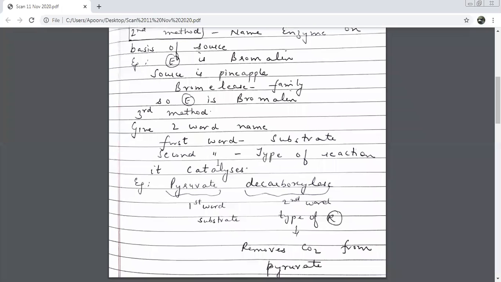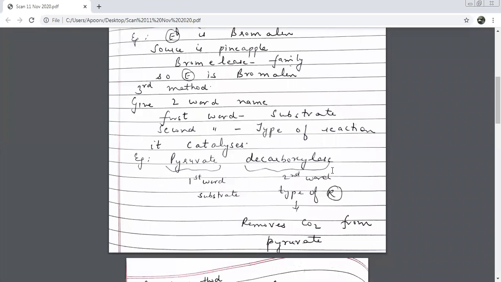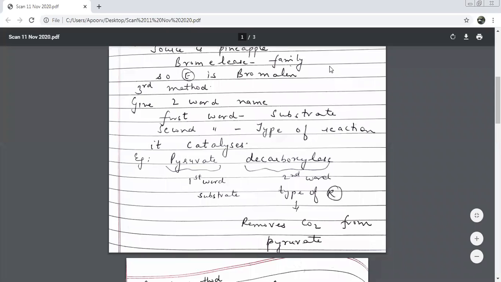Let me give you this example. Pyruvate decarboxylase. This is the name of the enzyme. So the first word is the name of the substrate. That means your substrate is what? Pyruvate. Your substrate is pyruvate and the second word is the type of reaction, decarboxylase. That means this enzyme is involved in decarboxylation. What is the function of this enzyme? Decarboxylation means removing CO2. So it will remove CO2 from pyruvate. That is why it is known as pyruvate decarboxylase.